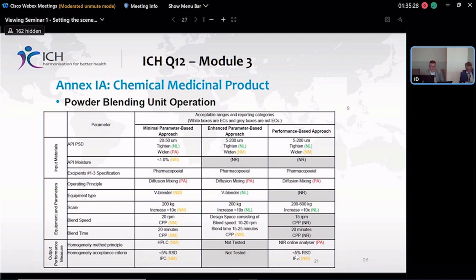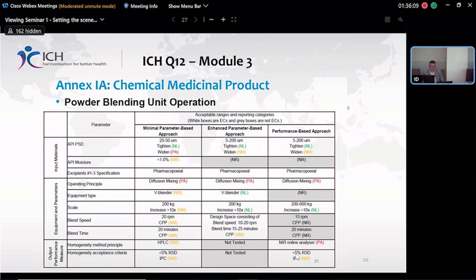So in this example, we have a V blender, which is following a diffusion mixing principle, operating at a certain scale, 200 kilograms, with a blend speed of 20 revolutions per minute and a blend time of 20 minutes. And the output we want is to have a standard deviation of less than 5% in the homogeneity. So the company that's followed the minimal parameter-based approach, maybe they've only made a couple of batches, they haven't studied in great detail the particle size distribution or the impact of moisture content. So there's a lot of uncertainty there.